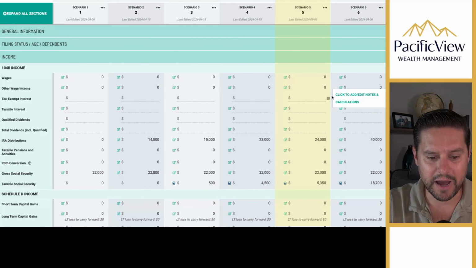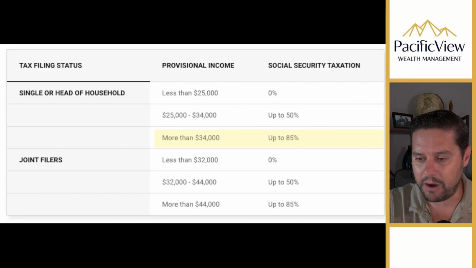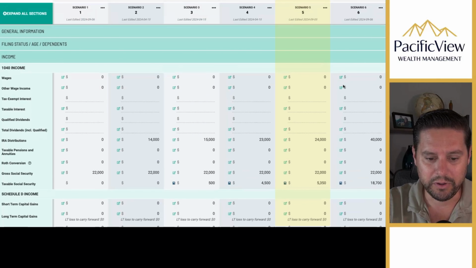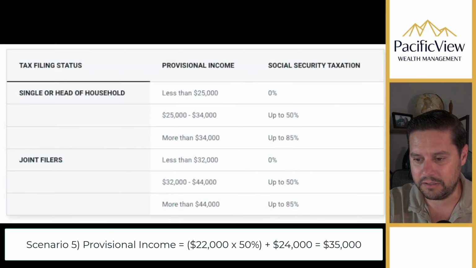Moving on to scenario 5. This is where things get really spicy. So this is where we get into the third bracket here. Now we're going to have more than $34,000 in provisional income. We will see that this person has $22,000 in Social Security benefits. Divide that by 2. Add in outside sources of income. It's $11,000 plus $24,000. That's $35,000.